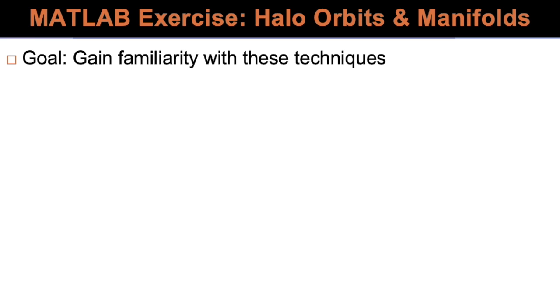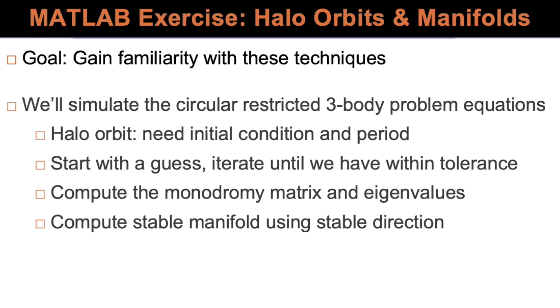And the goal here is just to gain some familiarity with these techniques, specifically just about periodic orbits, their stable and unstable manifolds, and so on. So we're going to simulate the circular restricted 3-body problem equations, and specifically for a halo orbit. So we're going to need to get an initial condition and period. We're going to start with a guess that comes from an analytical method. It's not the linear, it's not the first order method that I mentioned here. There's a third order method due to Richardson, and it's pretty good.